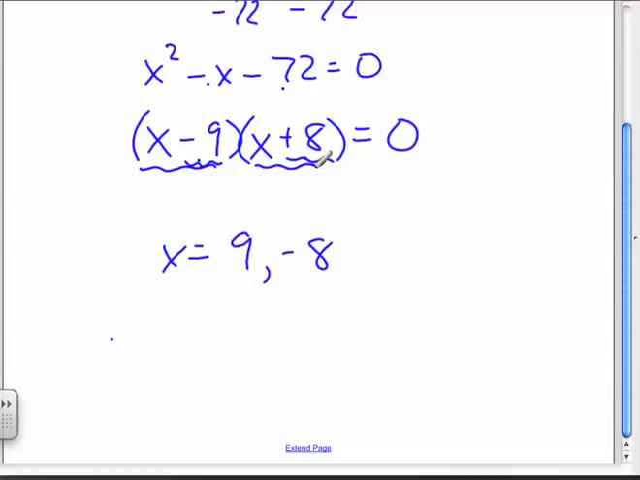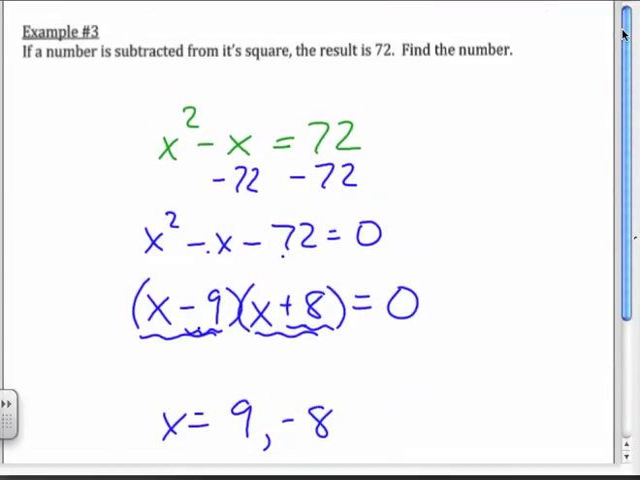Okay? Now, when we go back up here, I just want to see if it's true. Let's take +9. If I subtract 9 from its square, what's the square of 9? 81. And if I take 9 away from it, I get 72. That's just what I wanted.